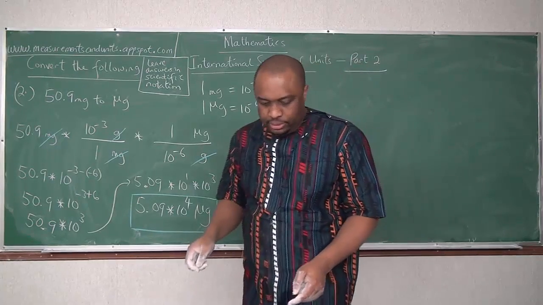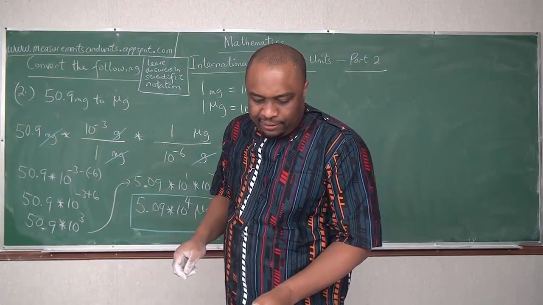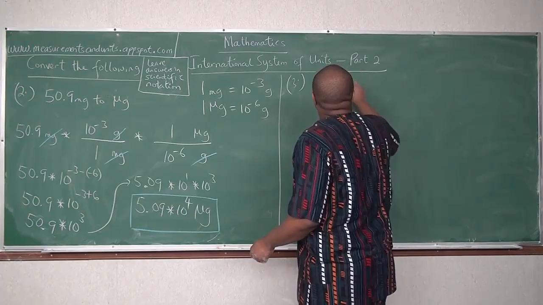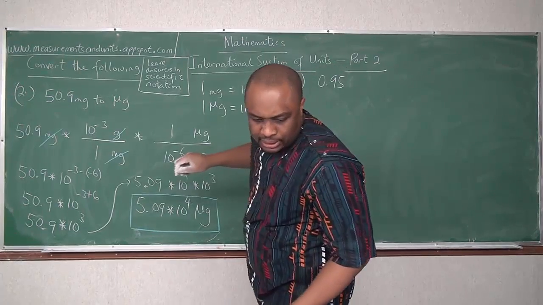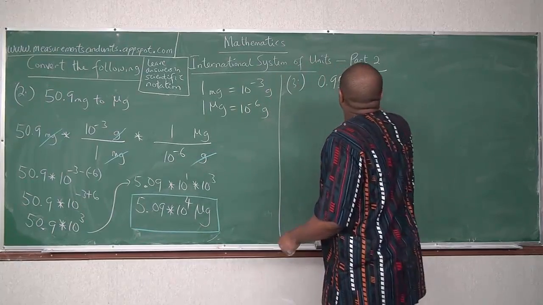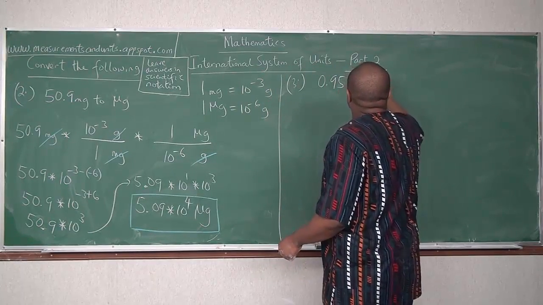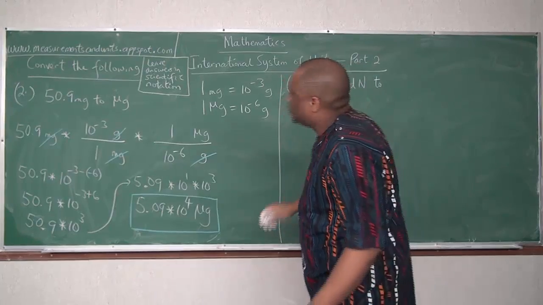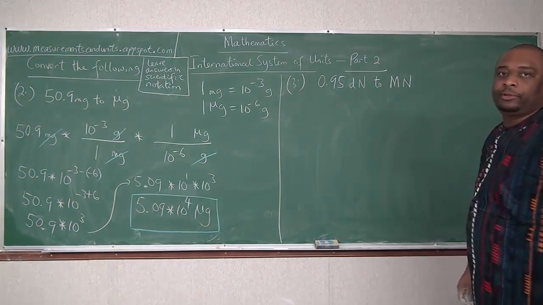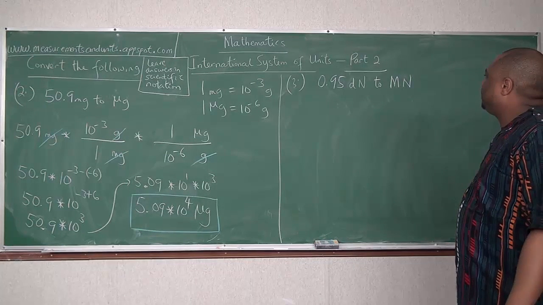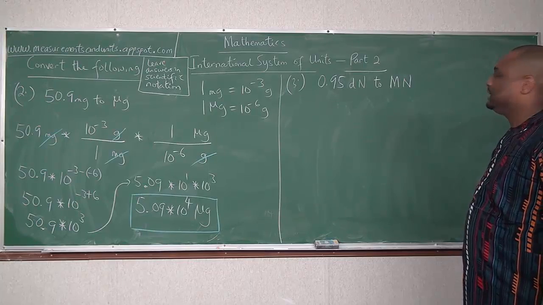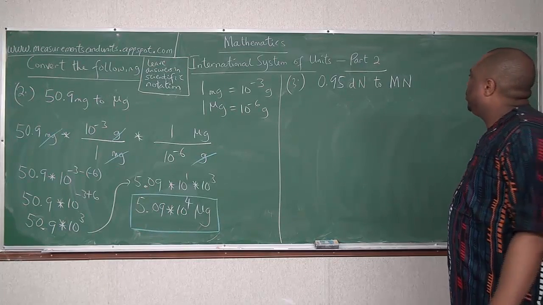Is 0.95 decinewton to meganewton, force. 0.95 decinewton to meganewton. Okay?